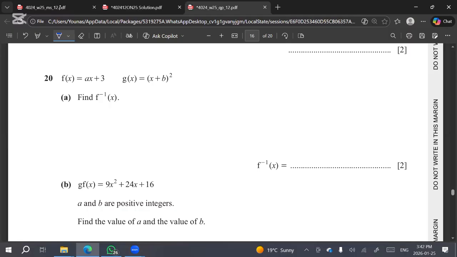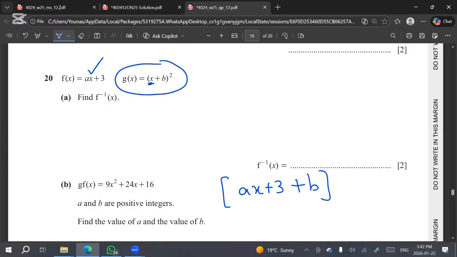So it's a composite function, gf of x. Wherever you have x in the formula of g of x, substitute f of x. So in the place of this x, I will substitute ax plus 3. So you will have ax plus 3, and then plus b, whole square. Now I want to find out the value of a and the value of b.